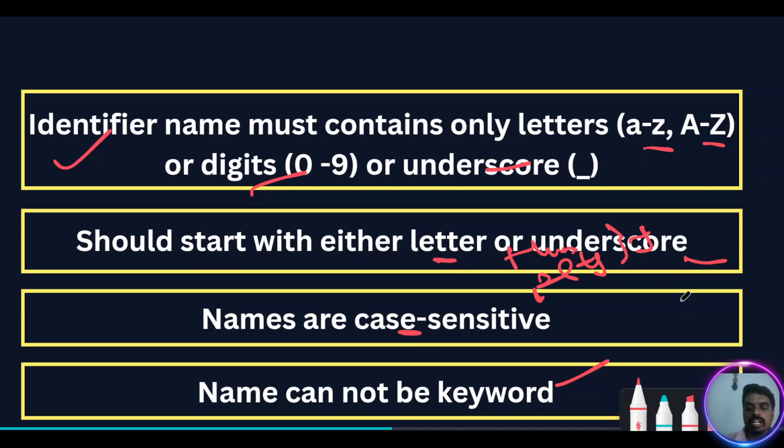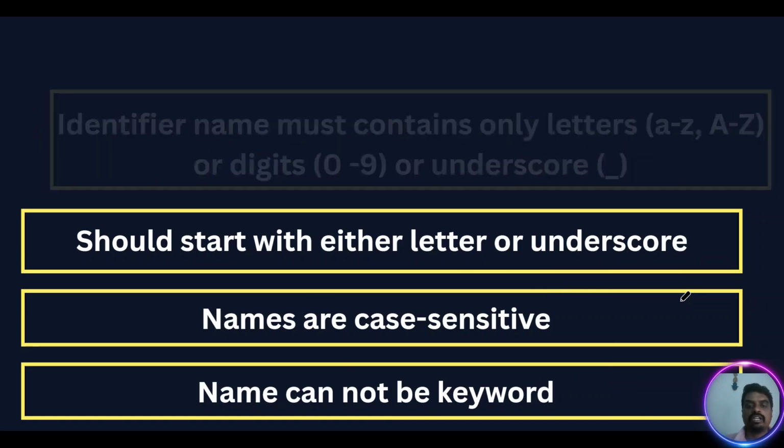We'll see a little practice. Name equal to Vijay. Here, name is an identifier, and I used only letters, so this is valid. This is the actual value, guys. We will see what is a value and what is a variable in the next video.